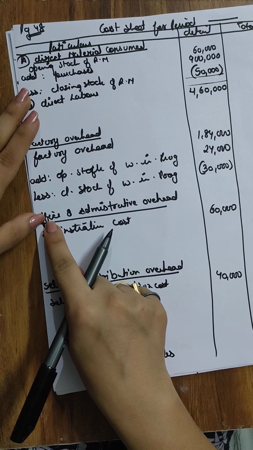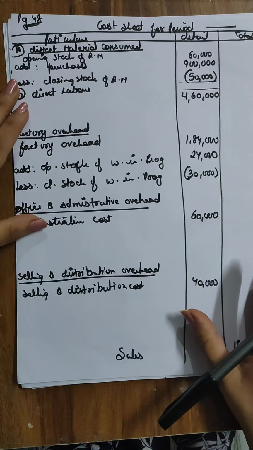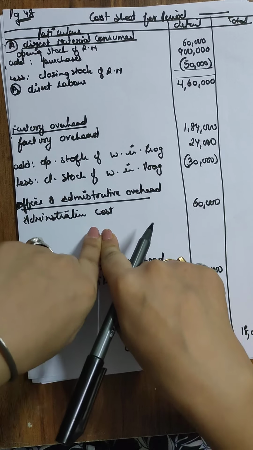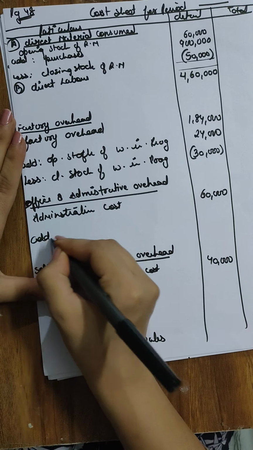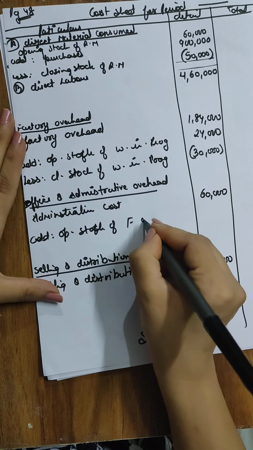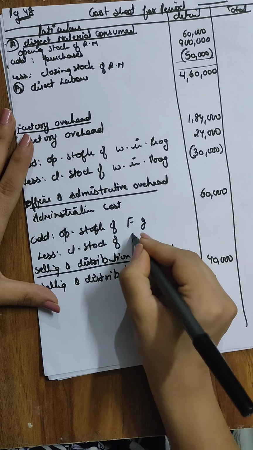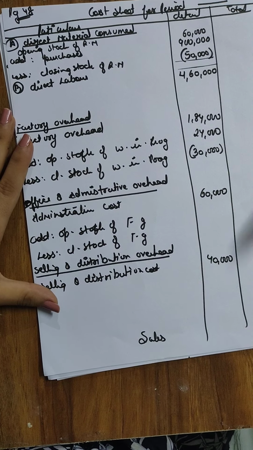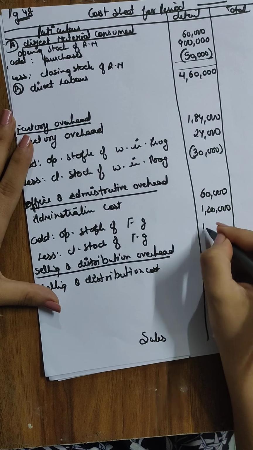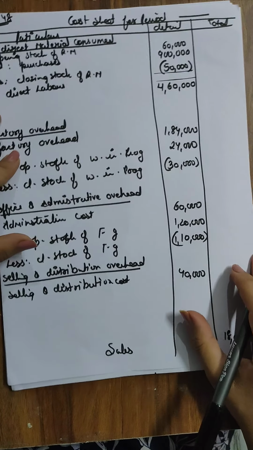Next comes the stock of finished goods. We are also given the opening and closing stock of finished goods, and that is to be dealt under the office and administrative overhead. So here I will be adding opening stock of finished goods less closing stock of finished goods. Opening stock of finished goods given to me is 1,20,000, and closing stock is 1,10,000.